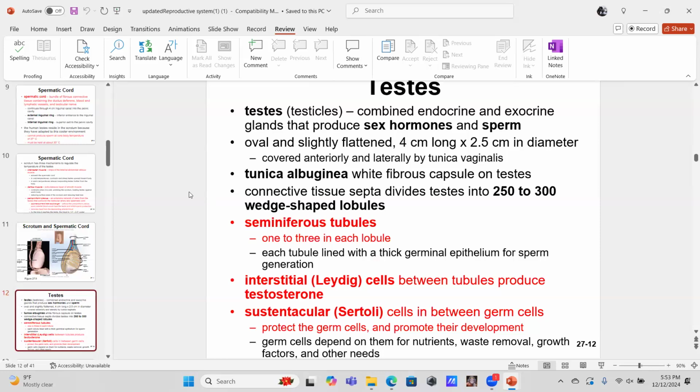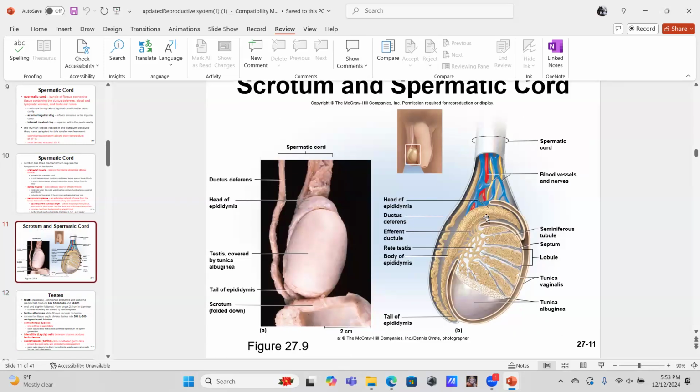Now, the testes itself, if you take a look at this, is divided into lobes or compartments. Within each lobe or lobule, you're going to have a tubule where we have stem cells that will undergo meiosis, and for each stem cell, we're going to produce 4 spermatids or sperm cells. The sperm cells are produced in the seminiferous tubules by way of meiosis, and then they're brought to the epididymis where they are going to mature.